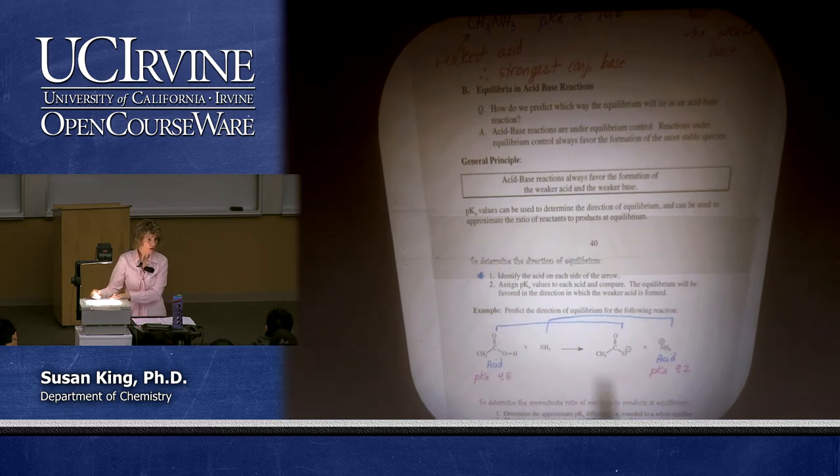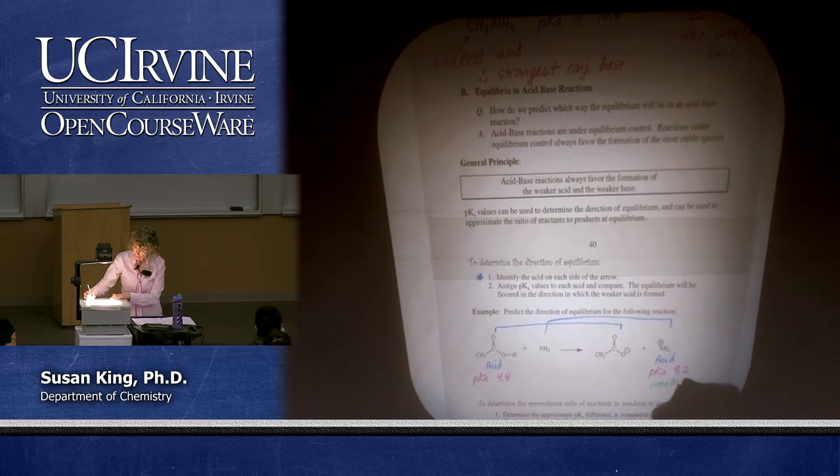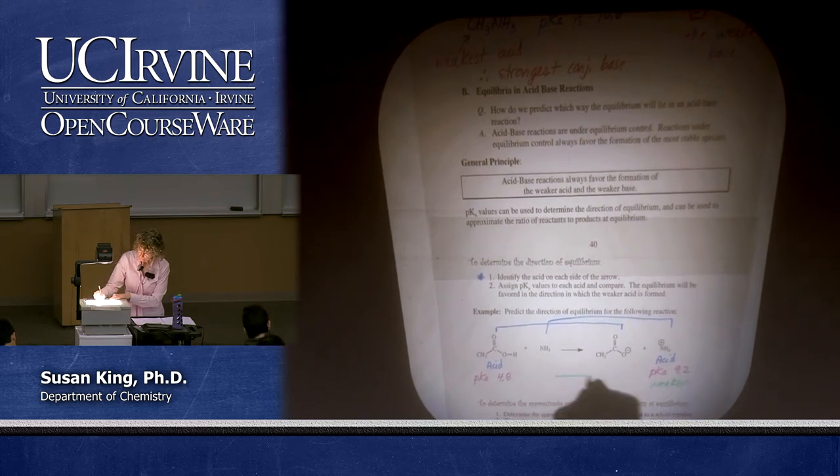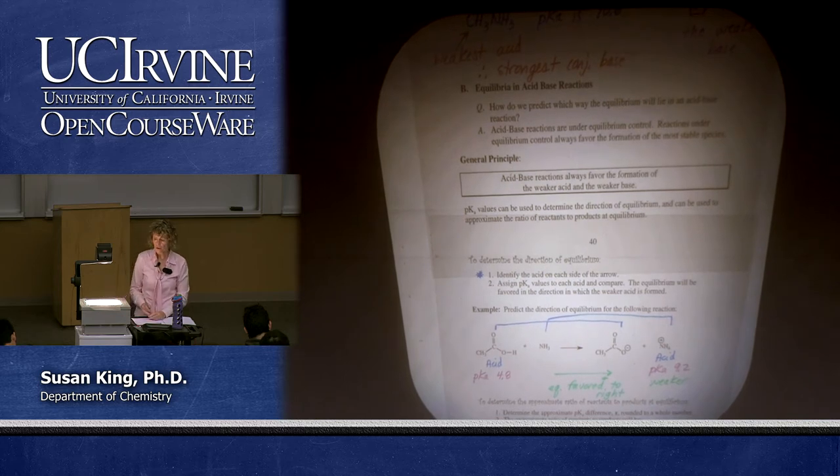So, which one's the weaker acid? Ammonium. Ammonium ion's the weaker acid. That means that the equilibrium is going to be favored to the right. So, long arrow to the right, tiny arrow to the left, equilibrium favored to the right. So you will need to know how to do that for midterm one.